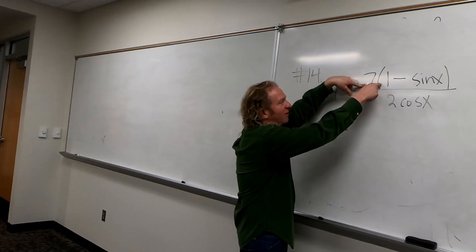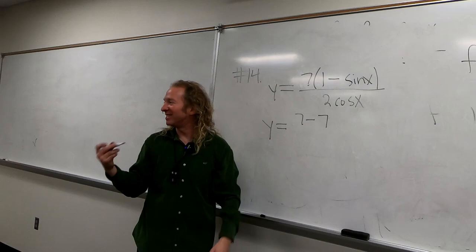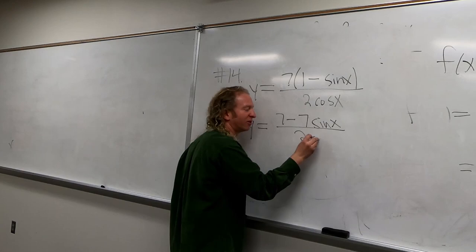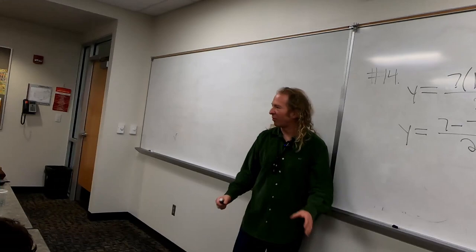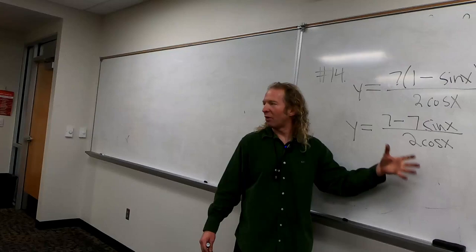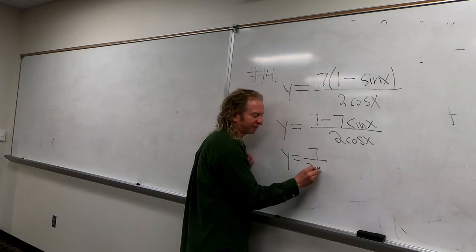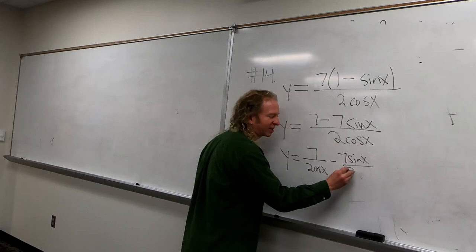So 7 times 1 is 7. 7 times sine is 7 sine. So we're here. It's all over 2 cosine x. And now we'll break it up into two pieces. So it'll be this over this minus this over this. So y equals 7 over 2 cosine x minus, and then I'm not going to write it as tan yet. I will in the next step. I'm showing some extra steps, right?